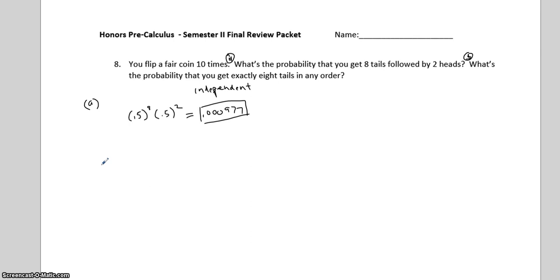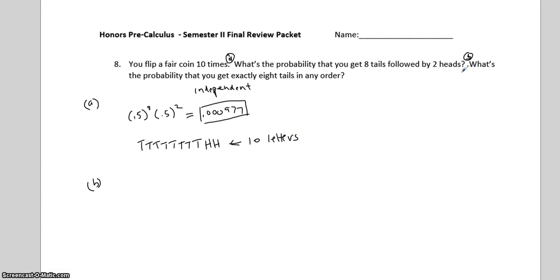Okay, so for part B here, it's really the same thing, except we need to think about all the other patterns which could occur. What happened in A was we had tail, tail, tail, tail, tail, tail, tail, tail, head, head. One way I like to think about these problems is to think about this as a 10-letter word, where 8 of the letters are T and 2 of the letters are H.